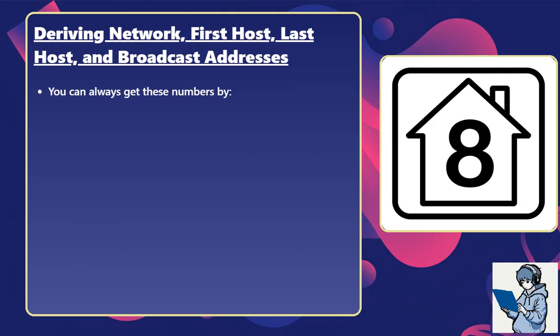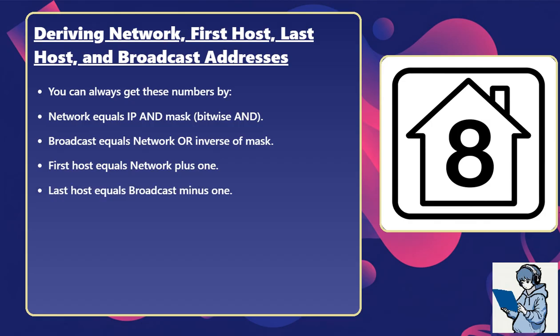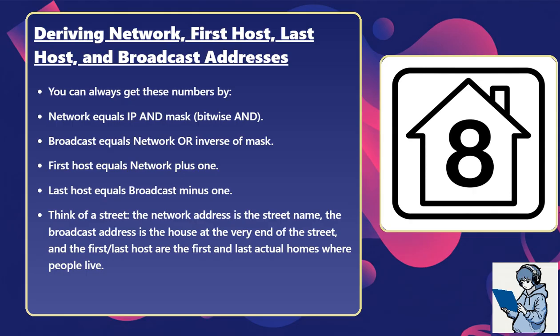You can always get these numbers by network equals IP and mask bitwise, and broadcast equals network or inverse of mask. First host equals network plus 1. Last host equals broadcast minus 1. Think of a street. The network address is the street name, the broadcast address is the house at the very end of the street, and the first and last host are the first and last actual homes where people live.